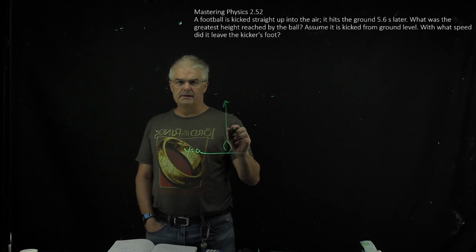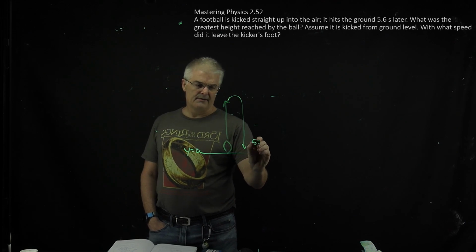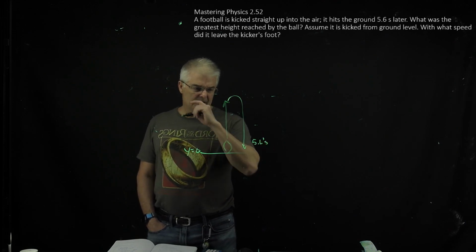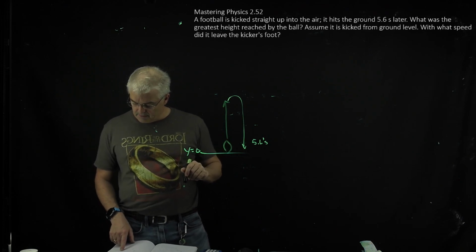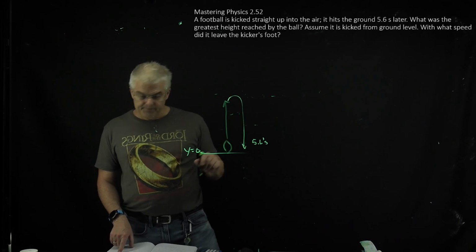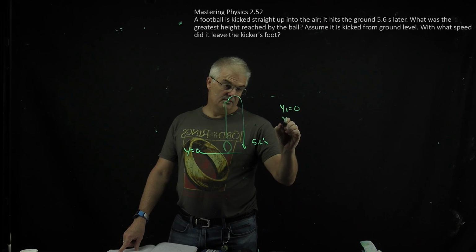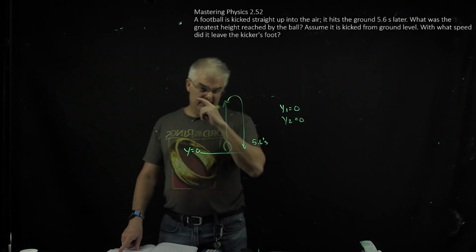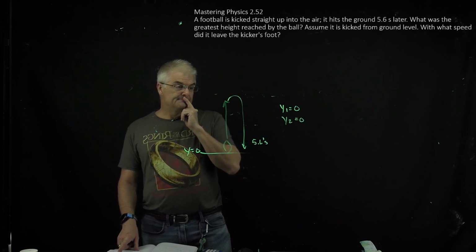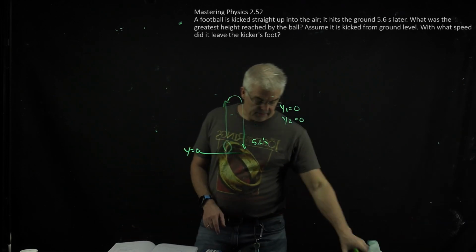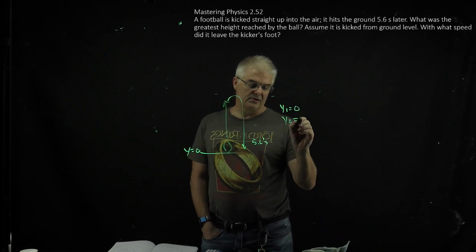And it hits the ground in 5.6 seconds. So it lands back in 5.6 seconds. Watch what I'm going to do here. I'm going to say y1 equals 0, y2 equals 0, right? He's finishing and starting in the same place. Actually, no, that's not what I want to do. I want to say y1 equals 0, y2 equals question mark. Watch what I do here.